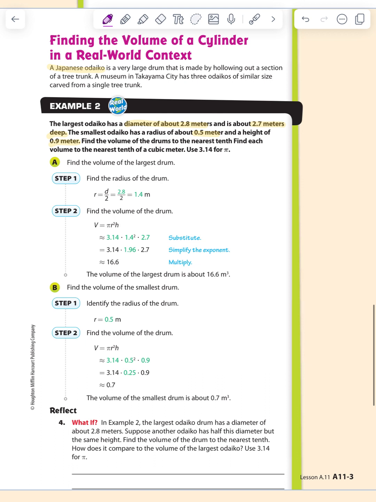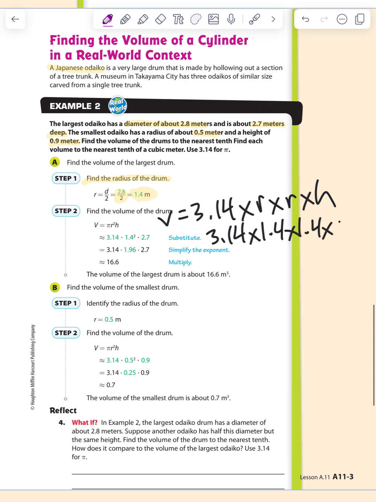So with this first problem, it did give us the diameter. So the very first thing we're going to do is figure out what the radius is. So step 1, find the radius of the drum. All we do is take the diameter divided by 2. So 2.8 divided by 2 is 1.4 meters. Now I have a number to plug into my formula. So remember, our formula is 3.14 times r squared times h. So if we plug in our numbers, we got times 1.4 times 1.4, and our height was 2.7. If you type that into a calculator, you should get about 16.6. And that would be in meters cubed.